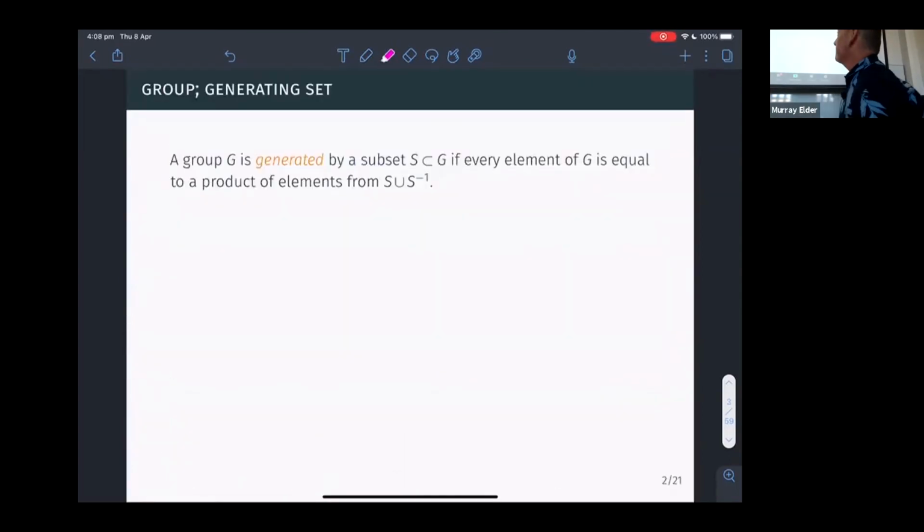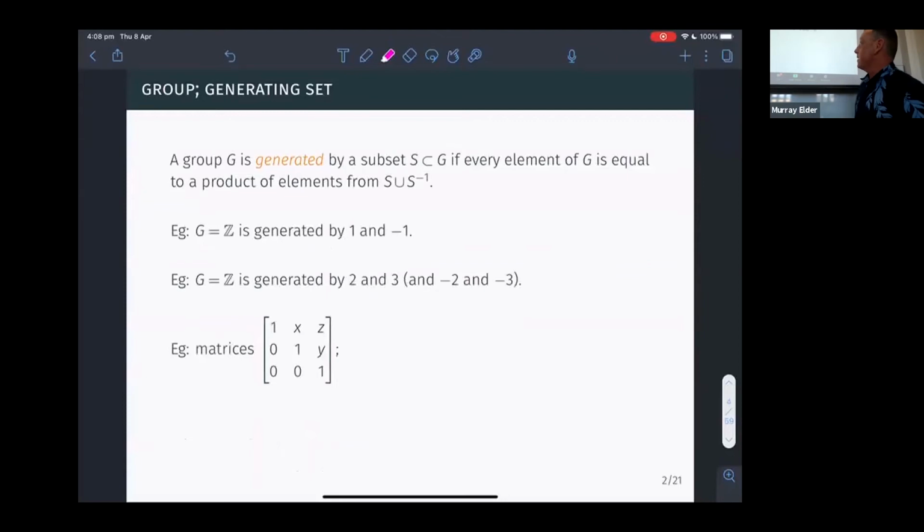Okay, so let me just have some preliminaries. A group is generated by a subset. I'm not interested in whether I necessarily have monoids and inverses. I'll just say every element is equal to a product from S or S inverse. Here are some examples we're going to work with. The group of integers with addition generated by adding and subtracting 1. But I don't have to do that. I could add and subtract 2 and 3, or any relatively prime numbers, and get every possible integer.